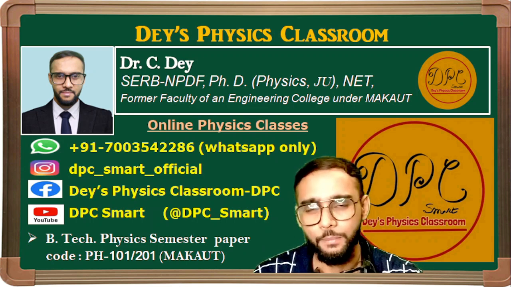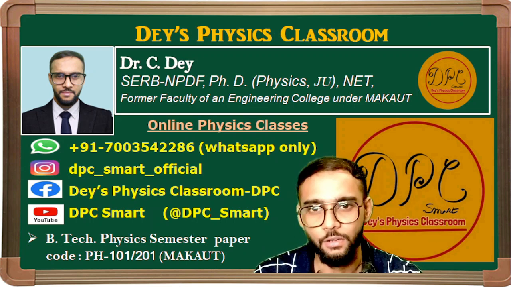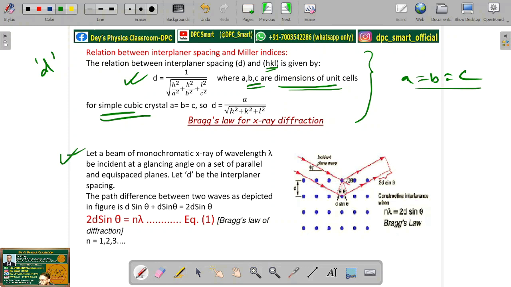Next topic I will discuss, that is called Bragg's law for X-ray diffraction. Let a beam of monochromatic X-ray of wavelength lambda be incident on such lattice planes within a crystal, and the glancing angle of the incidence suppose be theta.